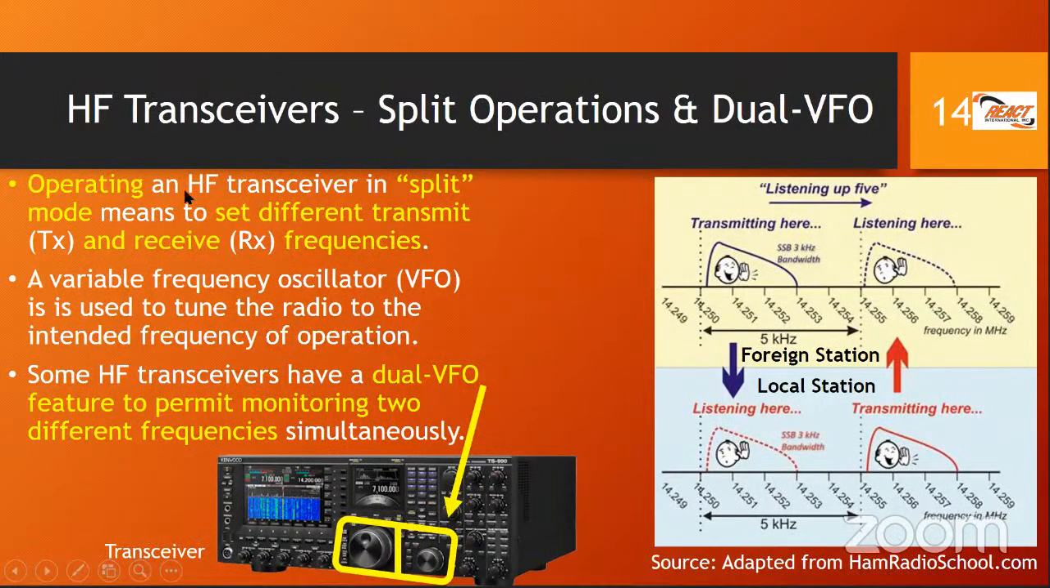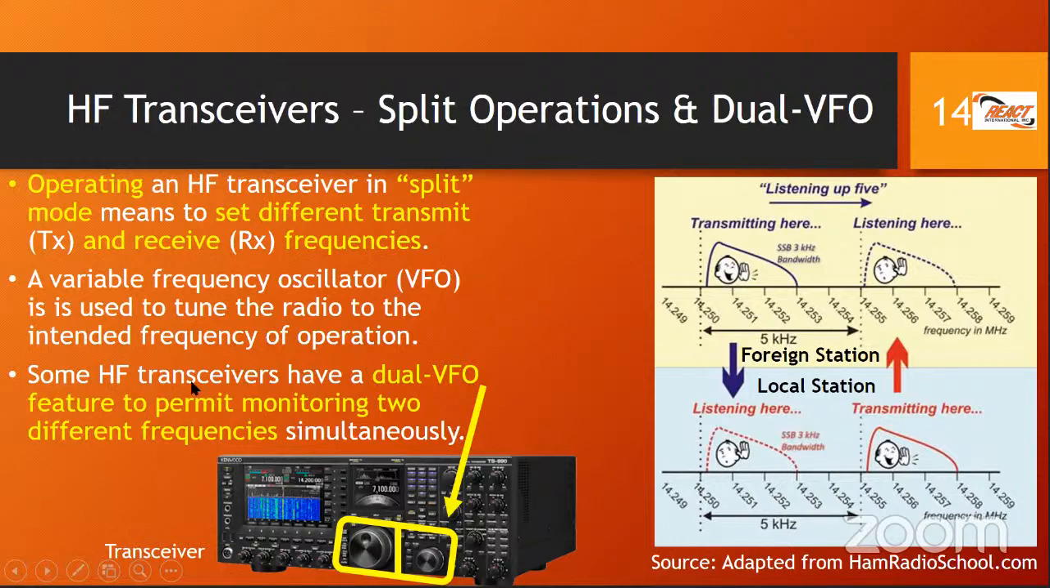So we say operating an HF transceiver in split mode means to set different transmit and receive frequencies. And we just gave a reason why that is done. Not for the exam, but just to let you know what a VFO is. We had discussed it at a previous session, but because we have a point about dual VFO, we need to remind ourselves what a VFO is. It's a variable frequency oscillator, and it is used to tune your radio to the intended frequency of operation. So basically, that is your tuning dial.